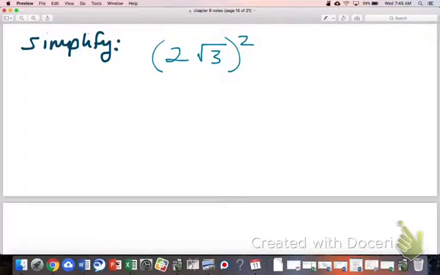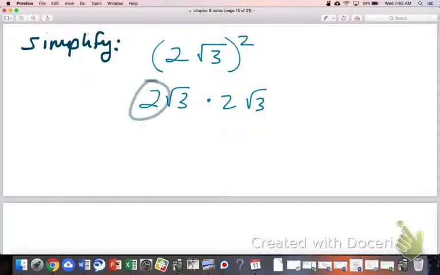Okay, guys, so this one I thought we did quite well. Just let me give you a quick visual on this. One of the ways you could do this is to say that squared simply means that base is being multiplied times itself. And so you could expand this out to be 2 root 3 times 2 root 3.